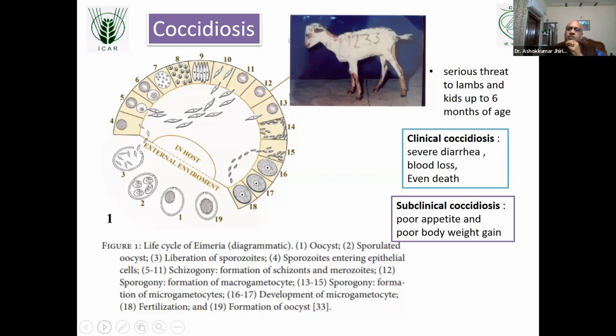But subclinical coccidiosis is the commonest in the younger stage of kids, starting from 2 months to 6 months of age. The animal bears a load of coccidia, and the coccidia pass through a life cycle that damages the intestinal epithelium in the different stages of zygony and merogony. So whatever the animal is eating, it is not gaining body weight. There is poor appetite and poor body weight gain because of subclinical coccidiosis.